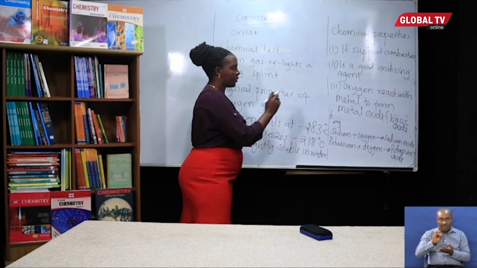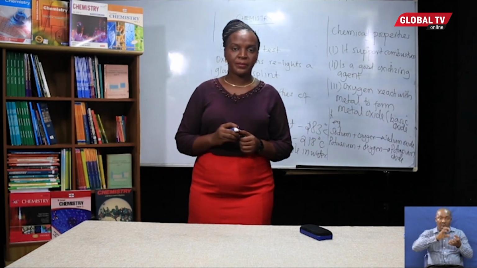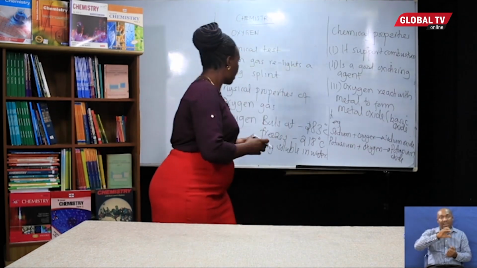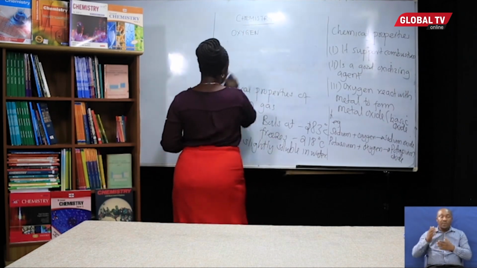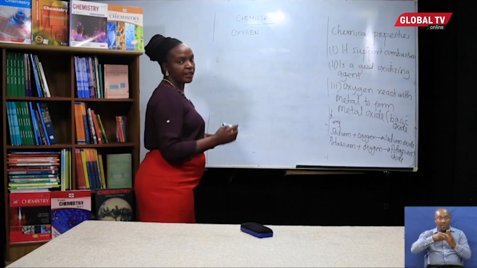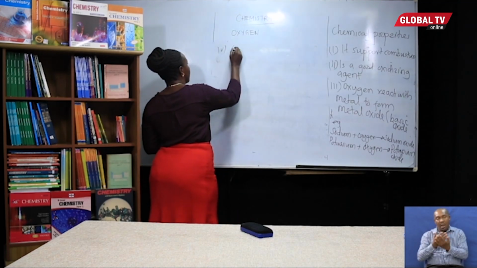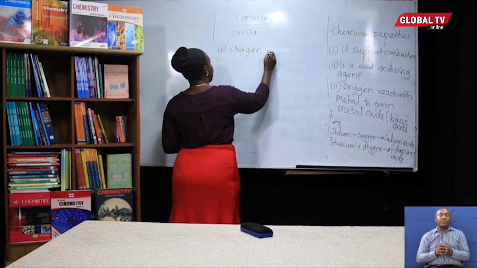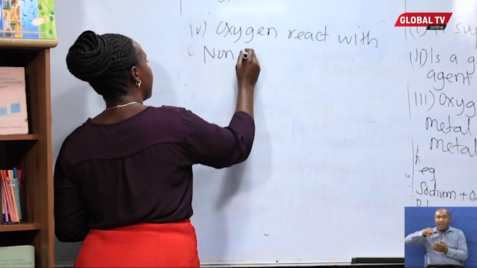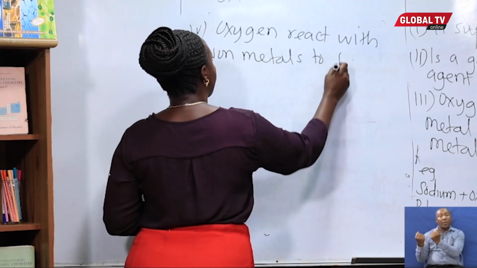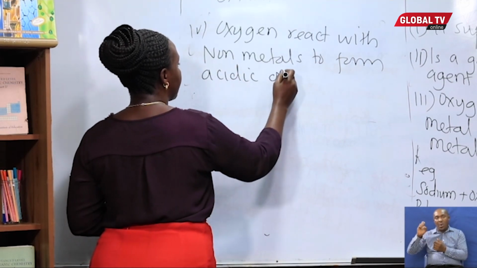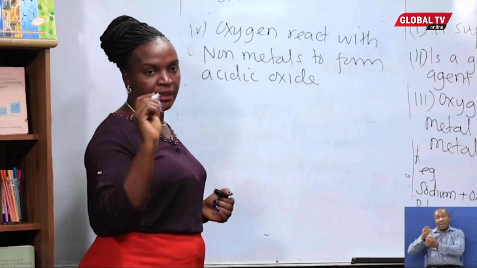That is another chemical property. It reacts with metal to produce basic oxide, or metallic oxide. Another chemical property, the last one, is the reaction between oxygen and non-metal. So number 4, oxygen reacts with non-metals to form acidic oxide. They form acidic oxide or non-metallic oxide.